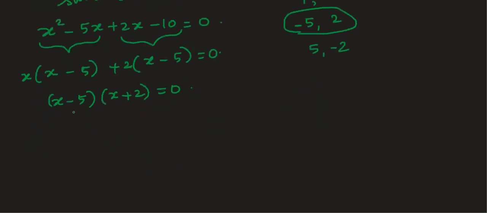Now what's the meaning here? How do I find the value of x now? I have multiplied 2 numbers whose answer is 0. Now either x minus 5 should be equal to 0 or x plus 2 is equal to 0. Okay, these are the 2 cases.